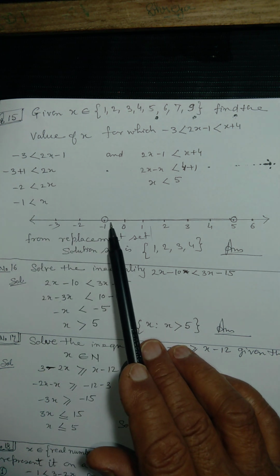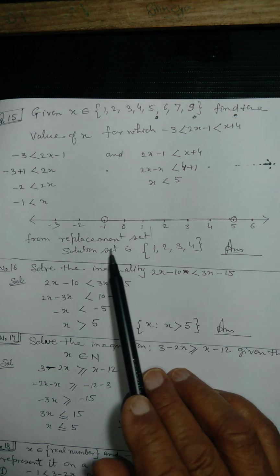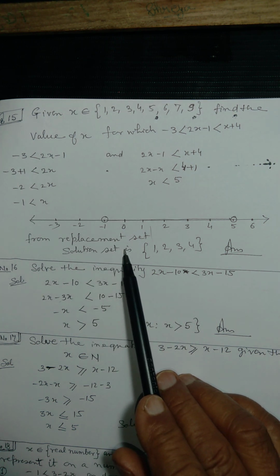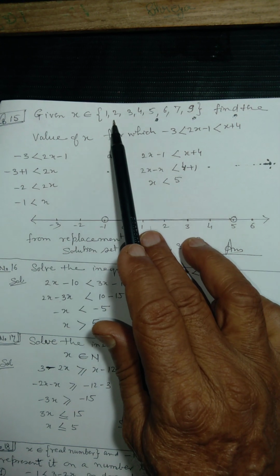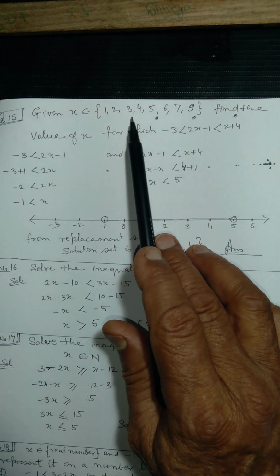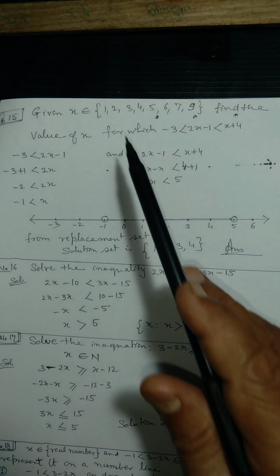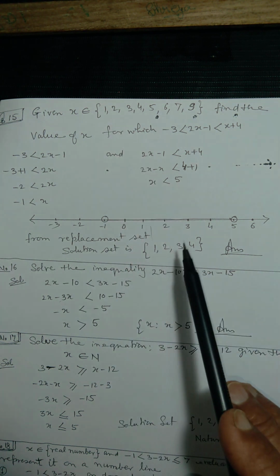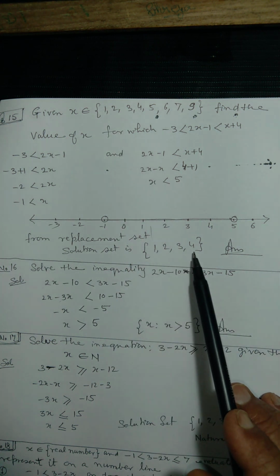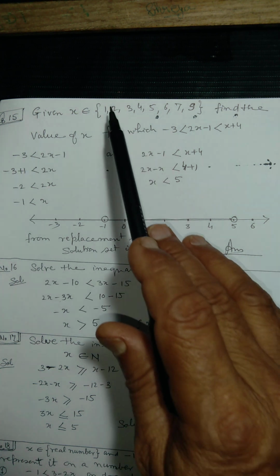Now from this point to this point, from the replacement set to the solution set, you see the replacement set is given here. This set is known as the replacement set. So we have to find the solution set from this. Solution set is always a subset of the replacement set. So 1, 2, 3, 4. You see 1, 2, 3, 4. These are the points here.